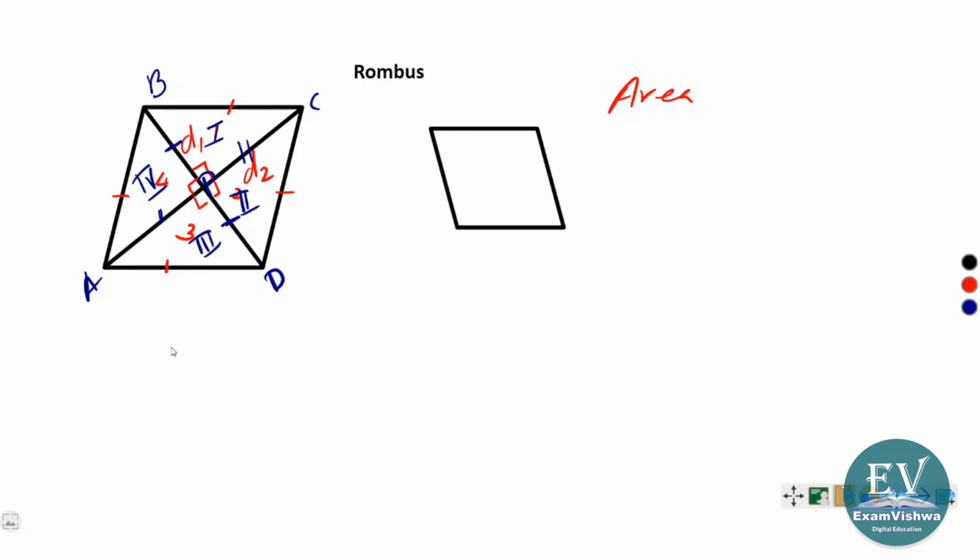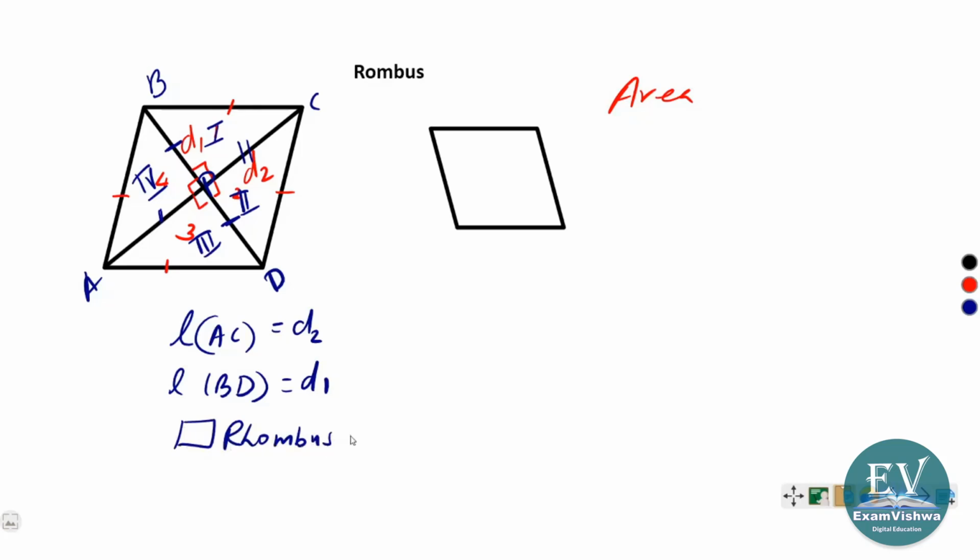If I say length of AC, which I have marked as D2, and the length of BD, which I have marked as D1. Understood? In the case of the rhombus, if I name it ABCD, we know that length of AC is equal to D2, very clearly.